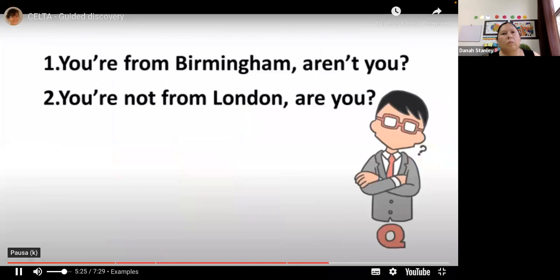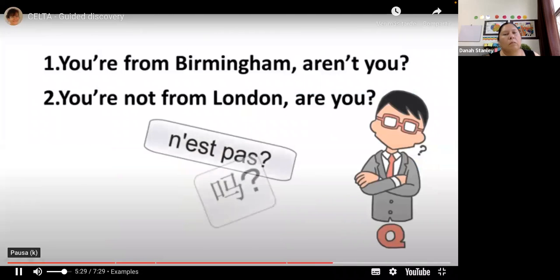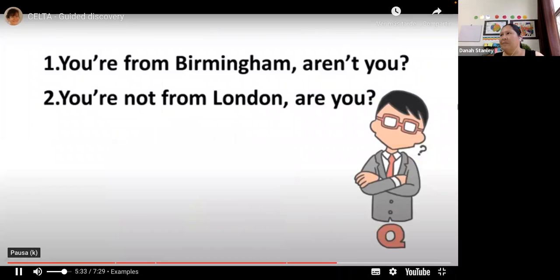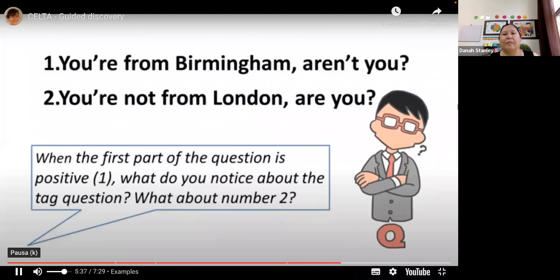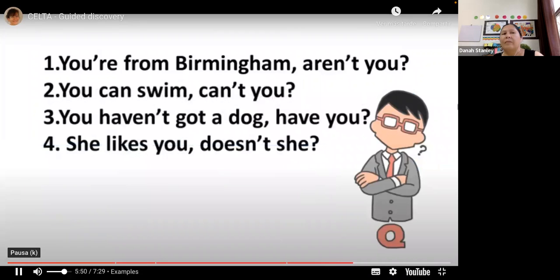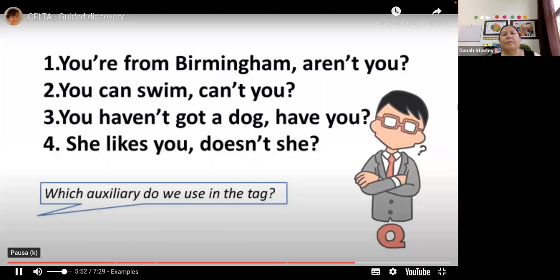Question tags are another great example. The meaning's really easy here, and in many languages the form's really straightforward too. Unfortunately not in English. So you could give some examples and then ask questions to support the learners to find out the rules. So this would be about the positive and negative nature of the auxiliaries, and then you could go on to ask them which auxiliary we use.